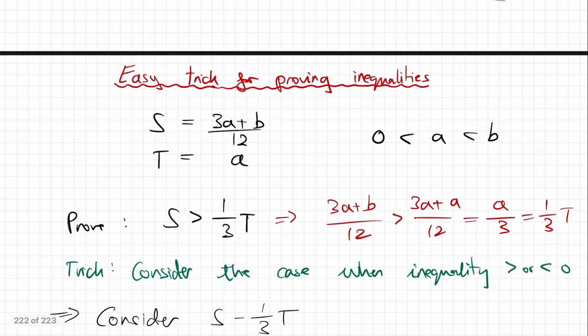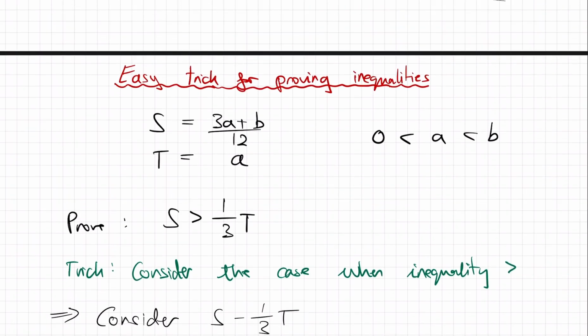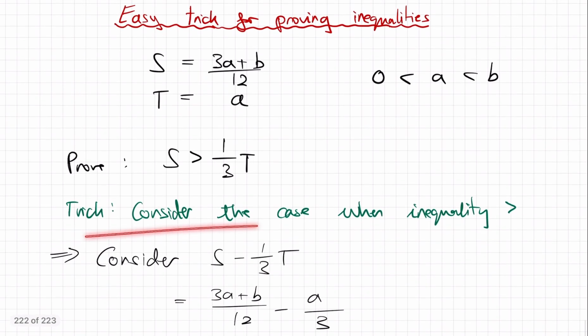So hopefully you guys can see the effectiveness of this inequality trick. Essentially, we just move it to make the inequality equal to 0, greater than 0 or less than 0.